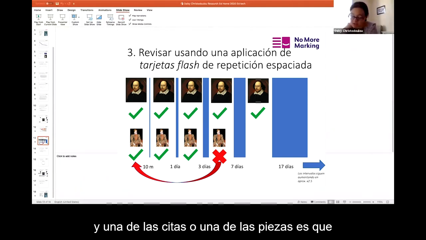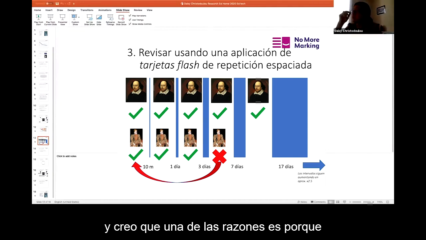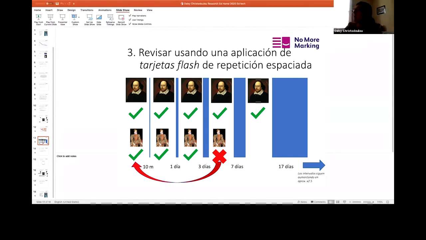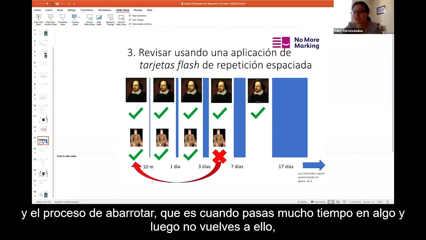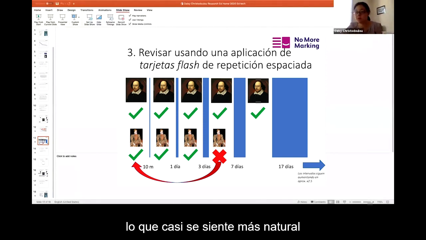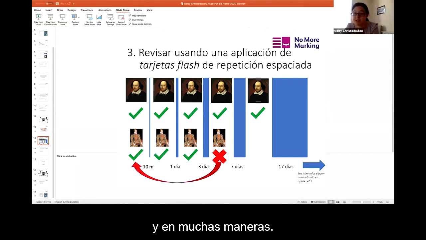And one of the quotations from one of the pieces of literature is, it's a case study in the failure to implement psychological research. And I think one of the reasons is because in lots of ways it feels a bit unnatural, and the process of cramming, which is really just spending a lot of time on something to begin with and then not coming back to it, almost feels more natural. And in lots of ways we've set up our school system to promote cramming.